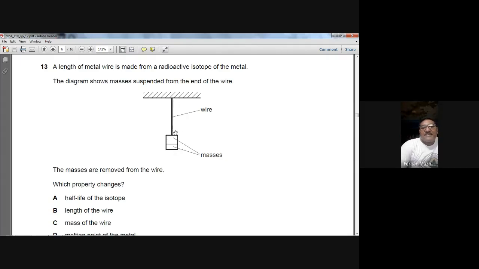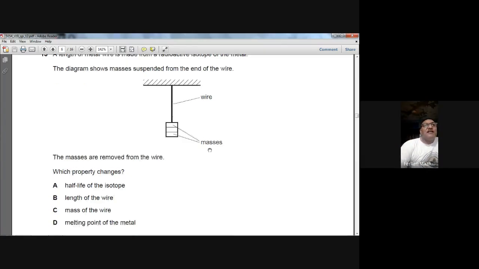When you hung these loads, there will be a little bit of extension in the wire. The length would have become longer. When you remove them, and we believe the limit of proportionality is not crossed, the length will decrease. So the masses are removed from the wire.